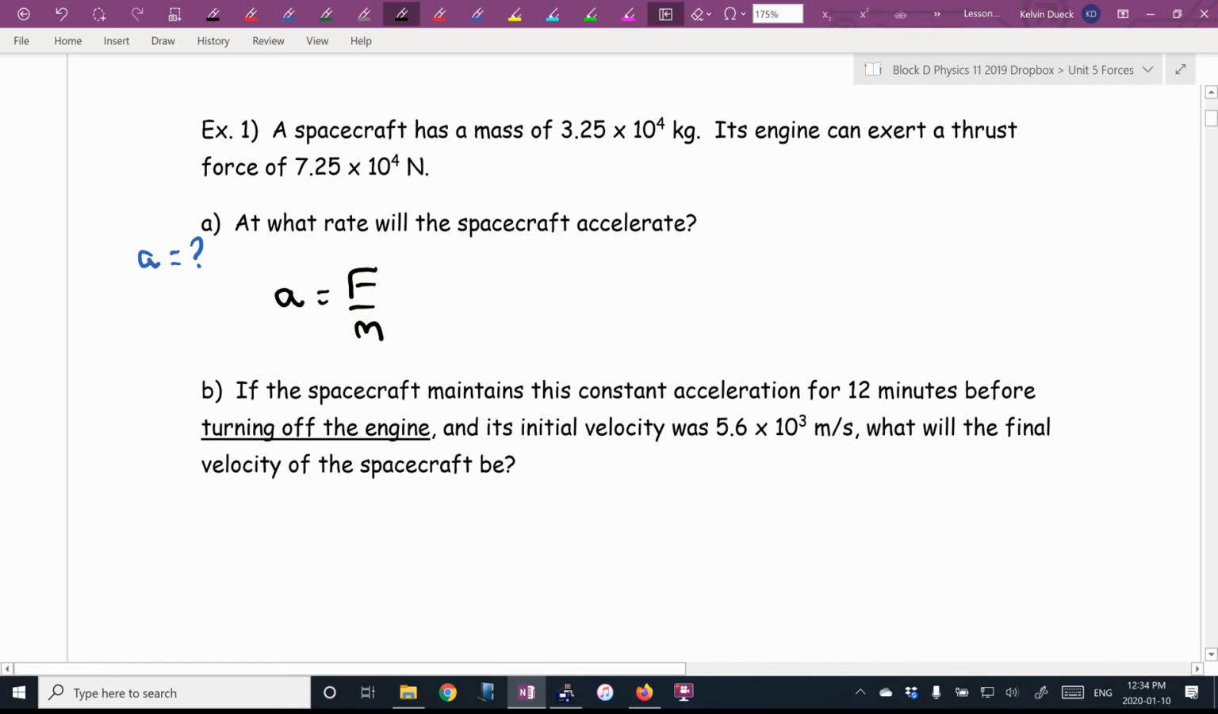I took a tiny bit of a shortcut here. I didn't actually write F equals 7.25 times 10 to the fourth, and I didn't actually write M equals 3.25. We're taking a little bit of shortcuts as we're getting better, but I still used the DFIC method. I just did some of it up here. So the force is going to be 7.25 times 10 to the fourth. The mass is going to be 3.25 times 10 to the fourth. I did a check. The units are newtons and kilograms, which are my preferred units.